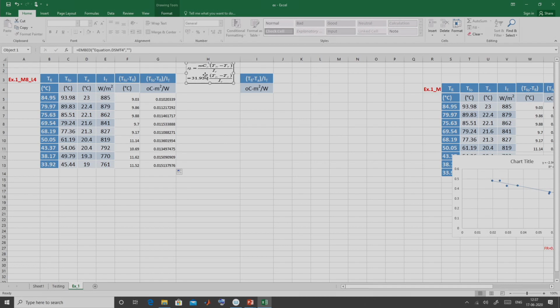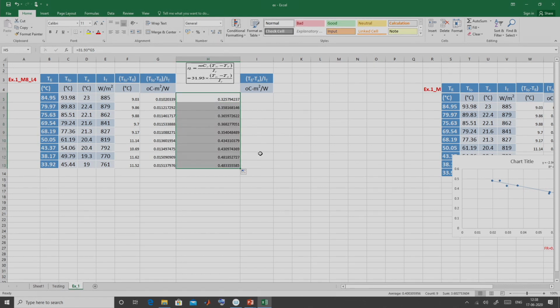So, what we have learned here: this m into Cp divided by AC part is constant for all the values, right. So, here we can straight away calculate this value. So, this 31.93 we multiply by this part. Okay. So, we can give enter and it will be the efficiency values, not in the percentage, in the fraction.